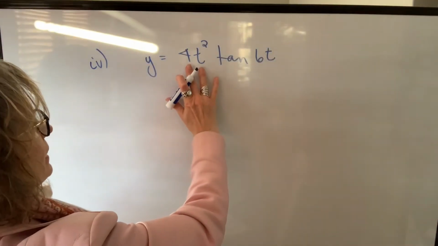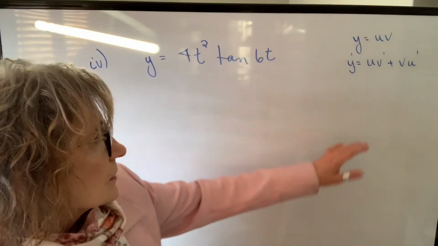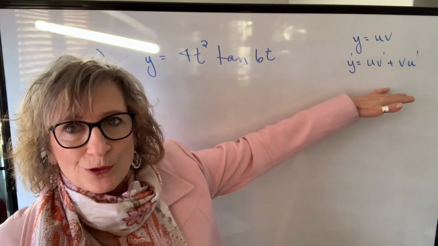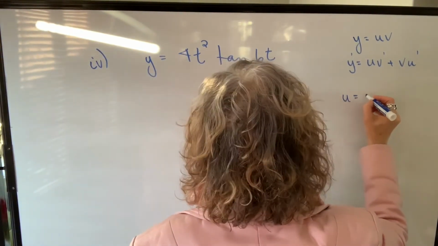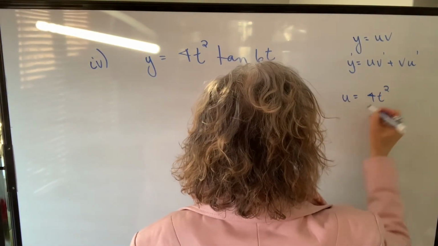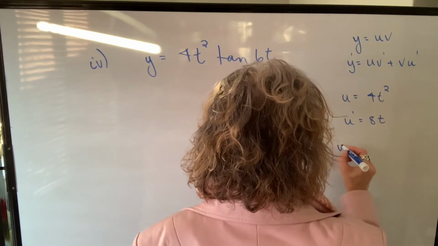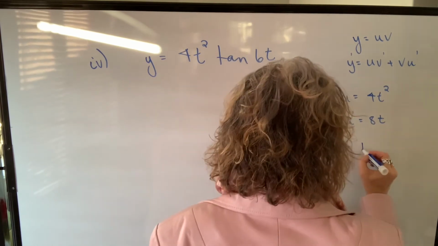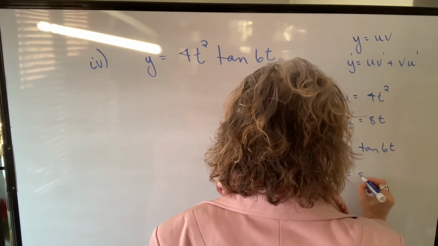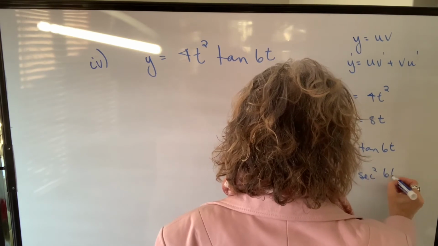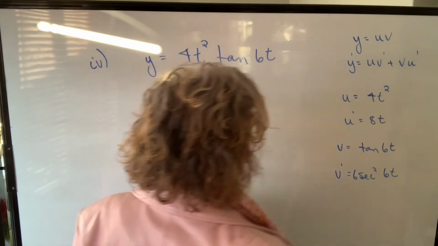We have a product. We have 4t squared multiplied to the tangent of 6t. So, here's our product rule that we're going to have to plug into. Identify your u and your v. So u would be equal to 4t squared. And u prime will therefore be 8t. V is tangent of 6t. So the derivative of that would be secant squared of 6t multiplied to the derivative of 6t, which is 6. So I'll pull that in front.